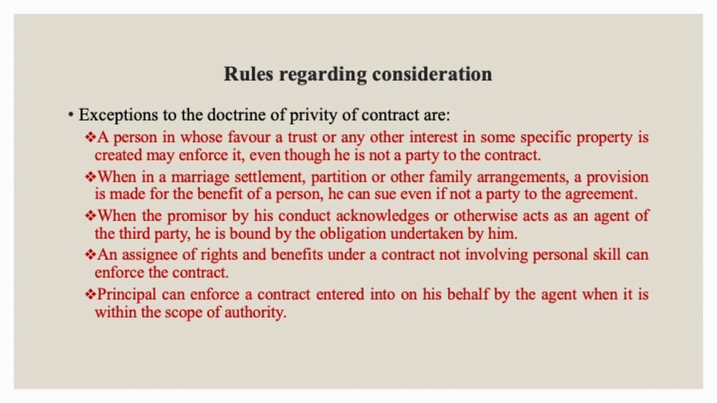Where the rights and benefits under a contract are assigned to another person, he can enforce it against the party who is under an obligation to perform the promise under the contract. This is not applicable in contracts involving personal skill. Principal can enforce the contract entered into by the agent on his behalf when the agent acts within the scope of authority and in the name of the principal.